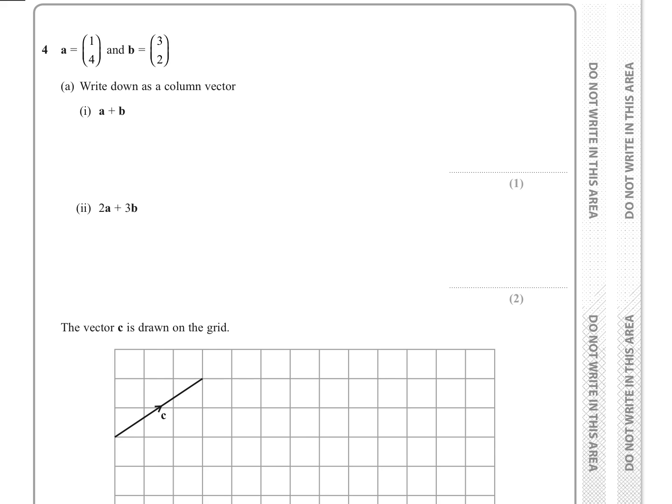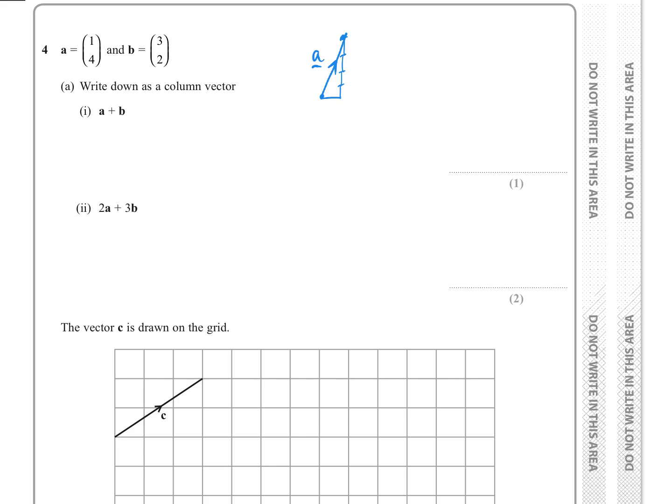Question 4. A is the column vector 1, 4. And B is the column vector 3, 2. So that's basically telling you the gradient. It's telling you what rule to use. So if you want to go from a particular place and you want to move the vector A, it just means you go along 1 and up 4. Okay? To get to where you want to go. And you'd write the vector like so.